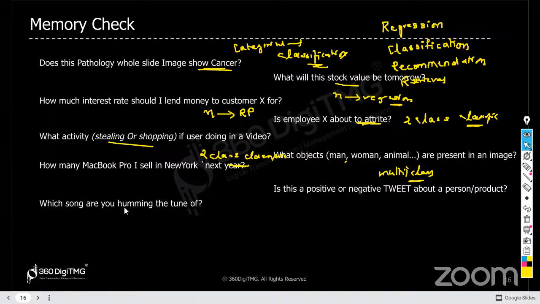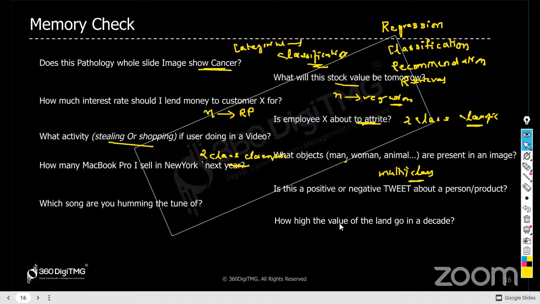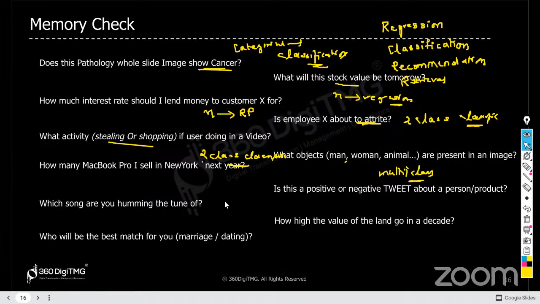Which song are you humming the tune of? That is a retrieval problem. How high will the value of land go in a decade? That is a number regression problem. Who will be the best match for you out of all those?